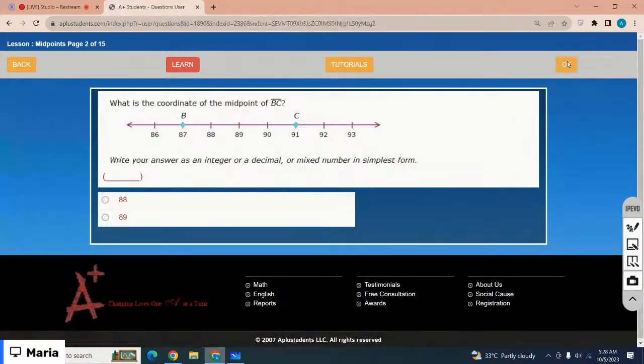Okay, what is the coordinate of midpoint of PC? Okay, now you can calculate the midpoint, right? You need to add 87 plus 91, and you have to divide them by 2, but still you can see here you have 1, 2, 3, 4 points, so the midpoint exactly here is 89. The correct option is 89, right?